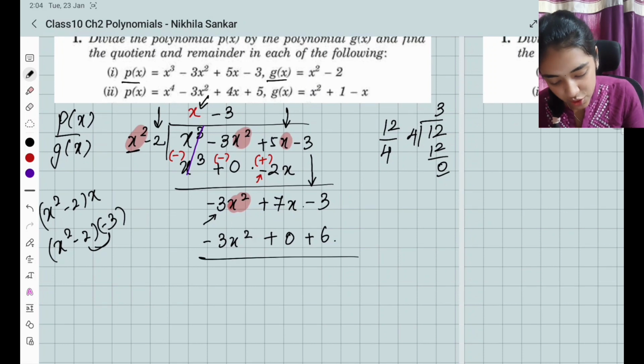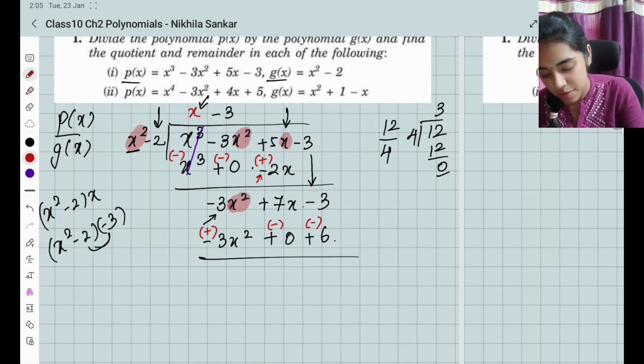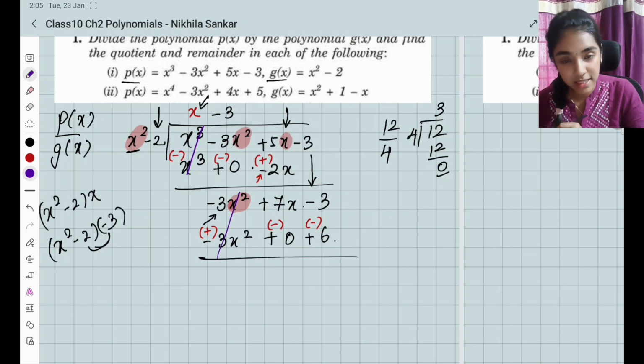Okay, so this again I'm going to subtract. Here there is a minus, so this becomes a plus. Then you have a plus here, this becomes minus. The plus here also becomes minus. Now what happens? I can cancel this. So what is our main motive? You have to cancel the first term. Whatever is here, you are going to cancel this. That is the main motive.